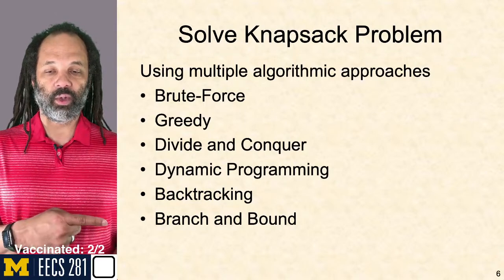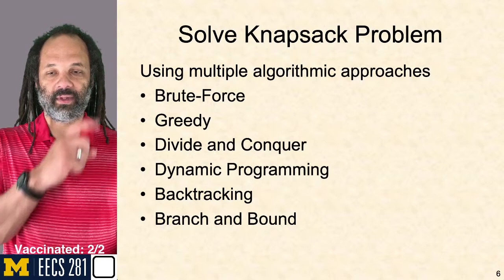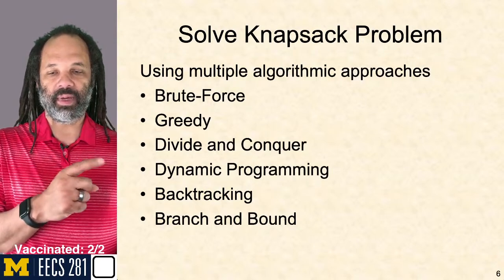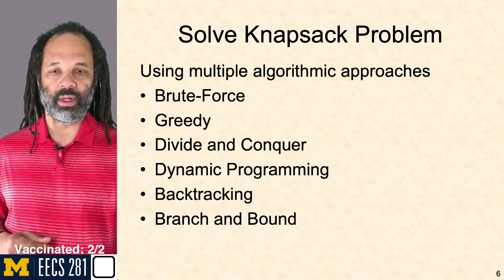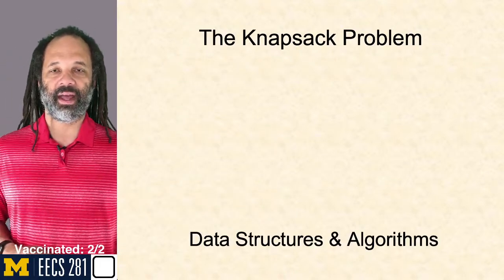So we will do branch and bound. Branch and bound is an optimizer. So that leaves us with brute force, greedy, DP, and B&B. We'll go into those one at a time, starting now.